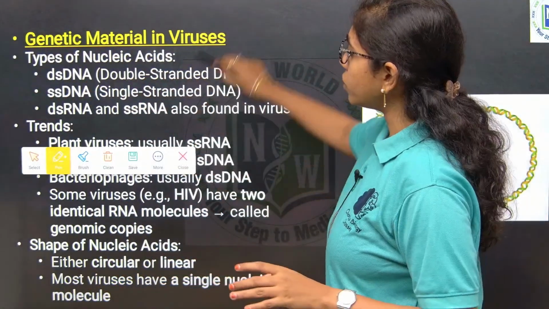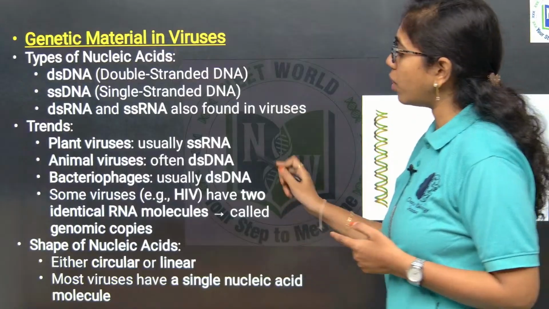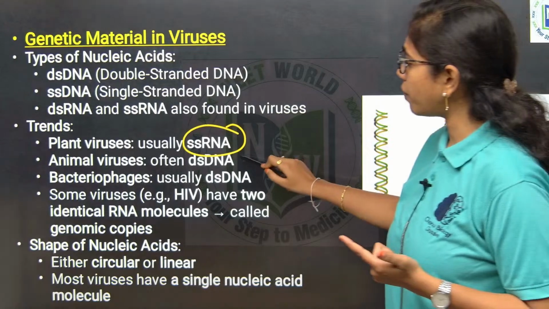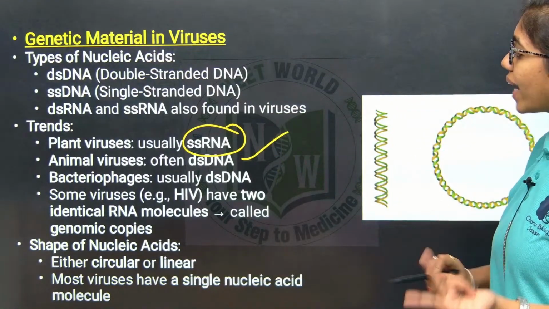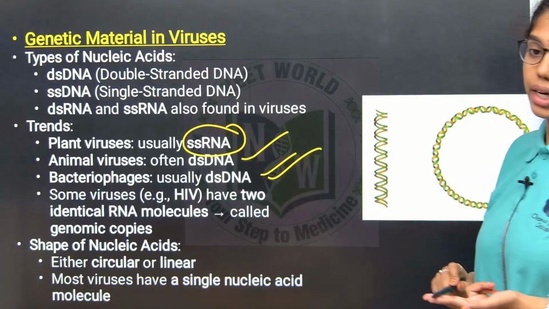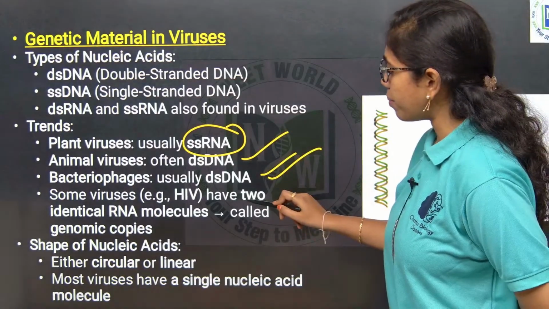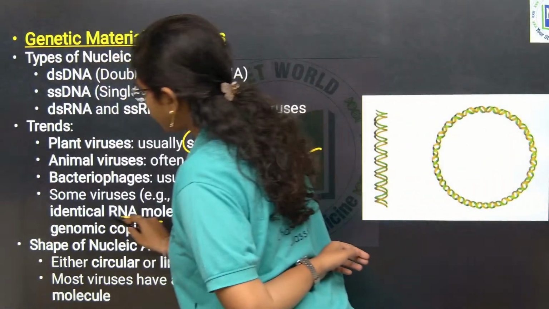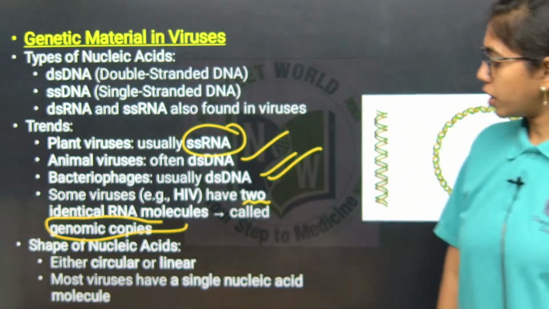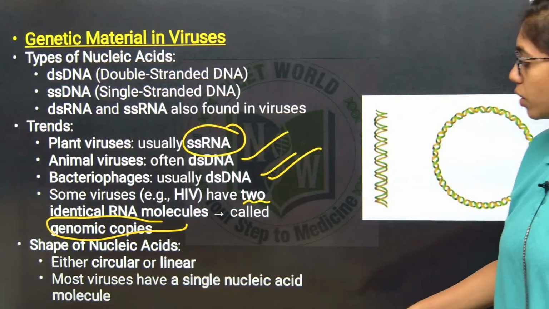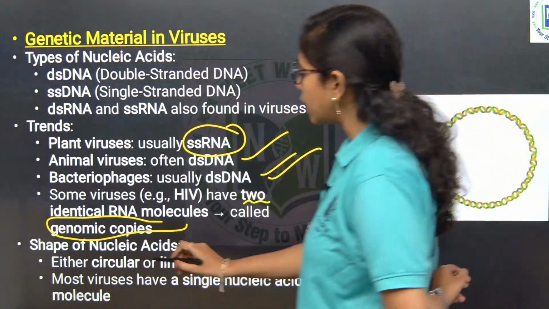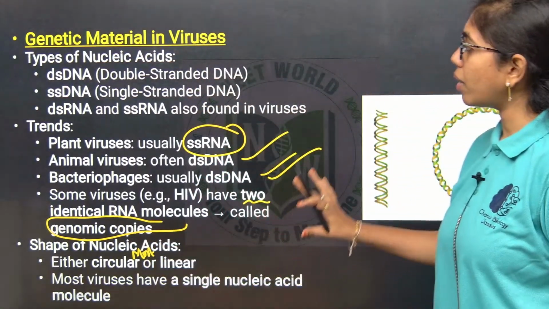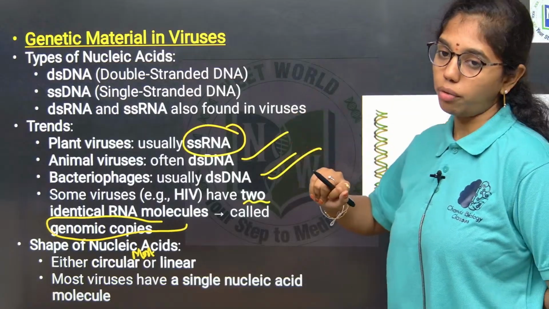So here, plant viruses usually have what? Single stranded circular DNA. Animal viruses will often have double stranded DNA. Bacteriophages also have double stranded DNA. Some viruses, for example HIV, have two identical RNA molecules. These are called what? Genomic copies. And the shape of the genome is circular or linear, but mostly it is circular. So this is all about the genetic material description of viruses. Next.